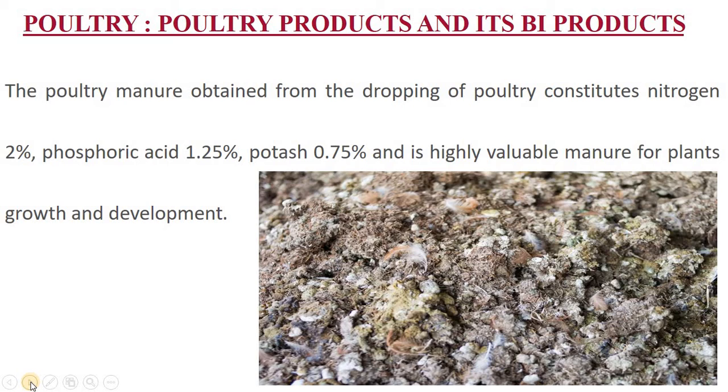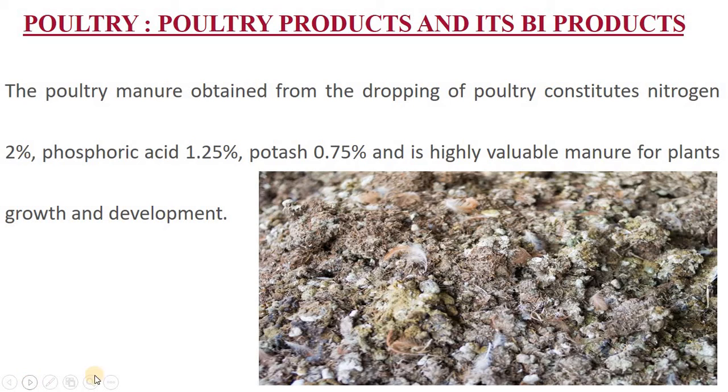Another byproduct of the poultry is the poultry manure. Manure obtained from the droppings of poultry constitutes nitrogen, phosphoric acid, potash, and is highly valuable manure for plants and development. The birds' droppings are rich in uric acid, and it's a good organic, natural manure. So it has the nitrogenous base. Further, it has the micronutrients.